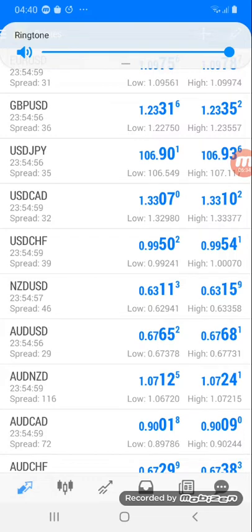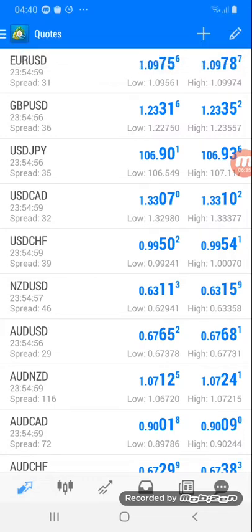On your MetaTrader 4, how do you add and subtract currency pairs? Okay, what you need to do. This is for Android. I have Android, I don't have an iPhone. For iPhone users, it's just basically the same. On the top right hand corner, you will see a plus sign and a pencil. A plus sign means you want to add another currency pair.